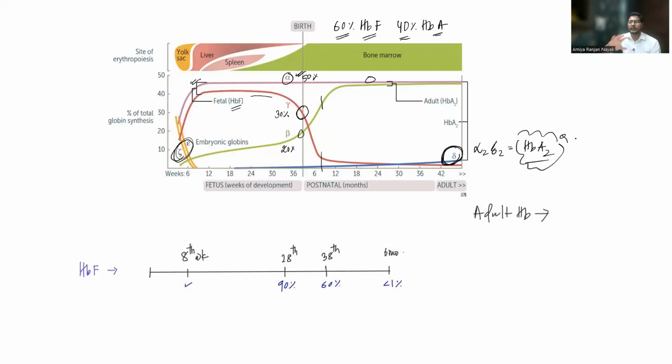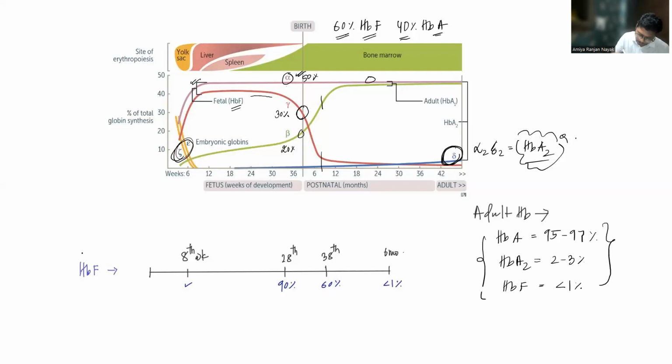Okay. Till now we have discussed all the important hemoglobins. Hemoglobin A is alpha 2 beta 2. Hemoglobin F is alpha 2 gamma 2. Hemoglobin A2 is alpha 2 delta 2. Okay. So adult hemoglobin, as I told, is mostly hemoglobin A. That will be around 95 to 97%. Hemoglobin A2 will be around 2 to 3%. And hemoglobin F is very insignificant, less than 1%. So that is the composition of adult hemoglobin.